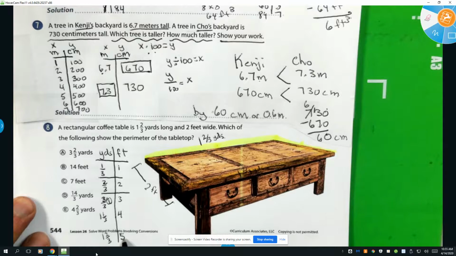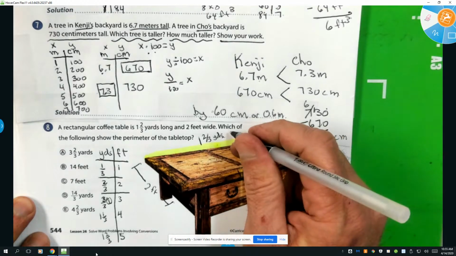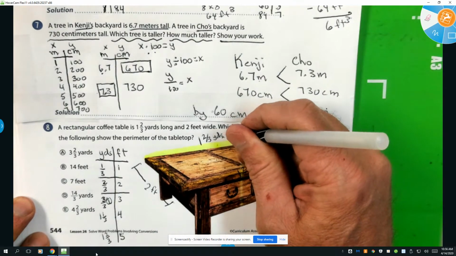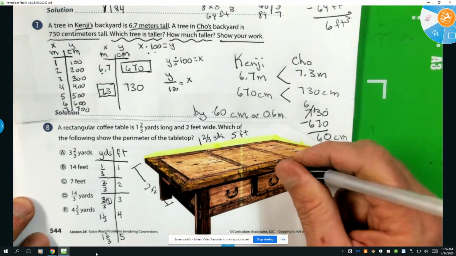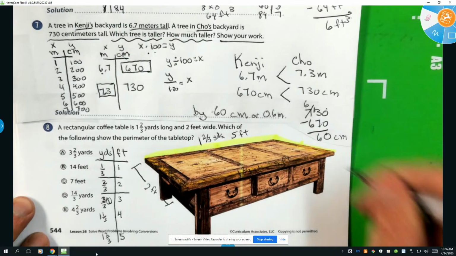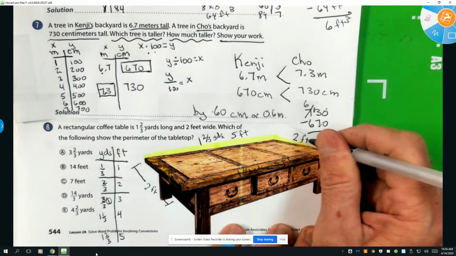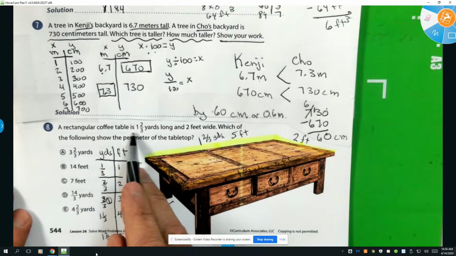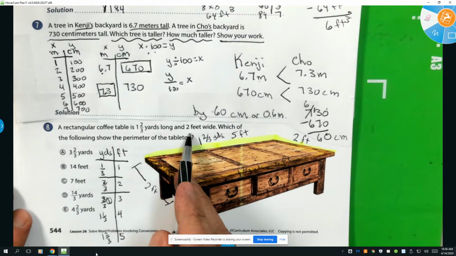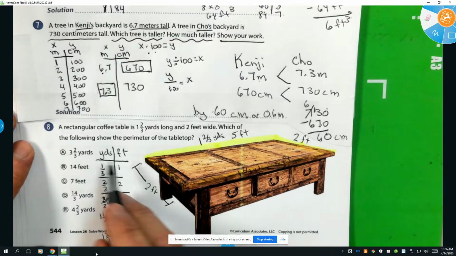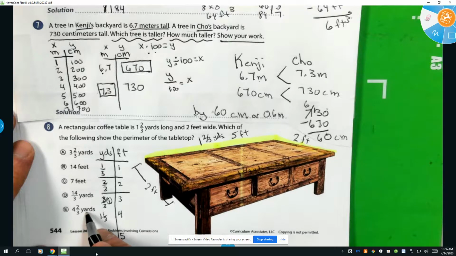So I can turn this into feet over here. 1 2/3 yards is the same as 5 feet. So that's also 5 feet, and this is going to be the simplest, easiest way for me to do this first one. But look, a rectangular coffee table is 1 2/3 yards long and 2 feet wide. Which of the following shows the perimeter of the tabletop? We've got several answers to choose from.